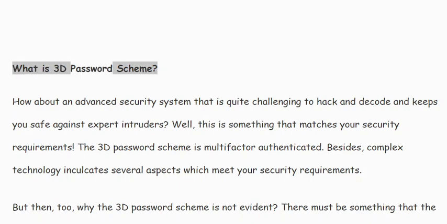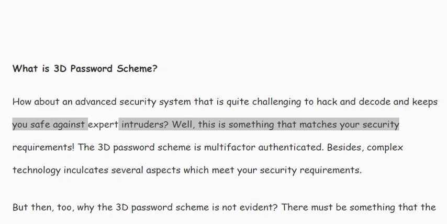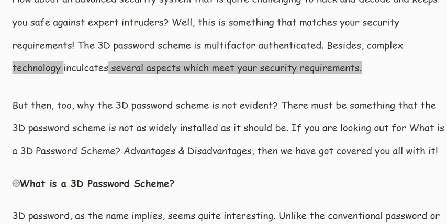What is 3D password scheme? How about an advanced security system that is quite challenging to hack and decode and keeps you safe against expert intruders? Well, this is something that matches your security requirements. The 3D password scheme is multi-factor authenticated. Besides, complex technology inculcates several aspects which meet your security requirements.